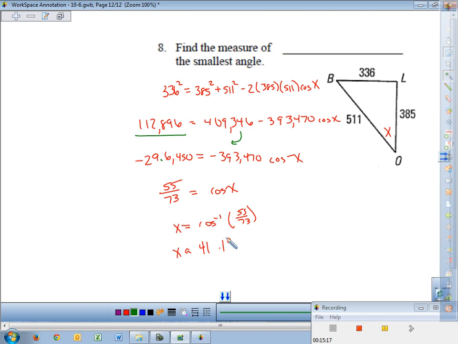And then you do the inverse cosine and round to the nearest tenth. The old law of cosines. When to use it? When you don't have a right triangle and you have more than one side length.